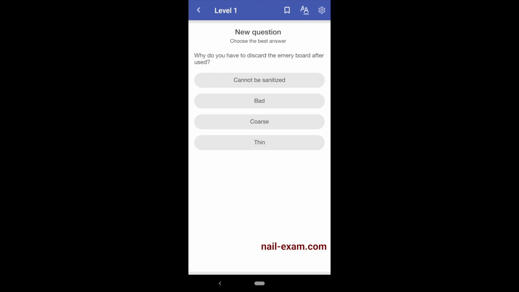Why do you have to discard the emery board after use? Answers: A. Cannot be sanitized. B. Bad. C. Coarse. D. Thin. The answer is A.